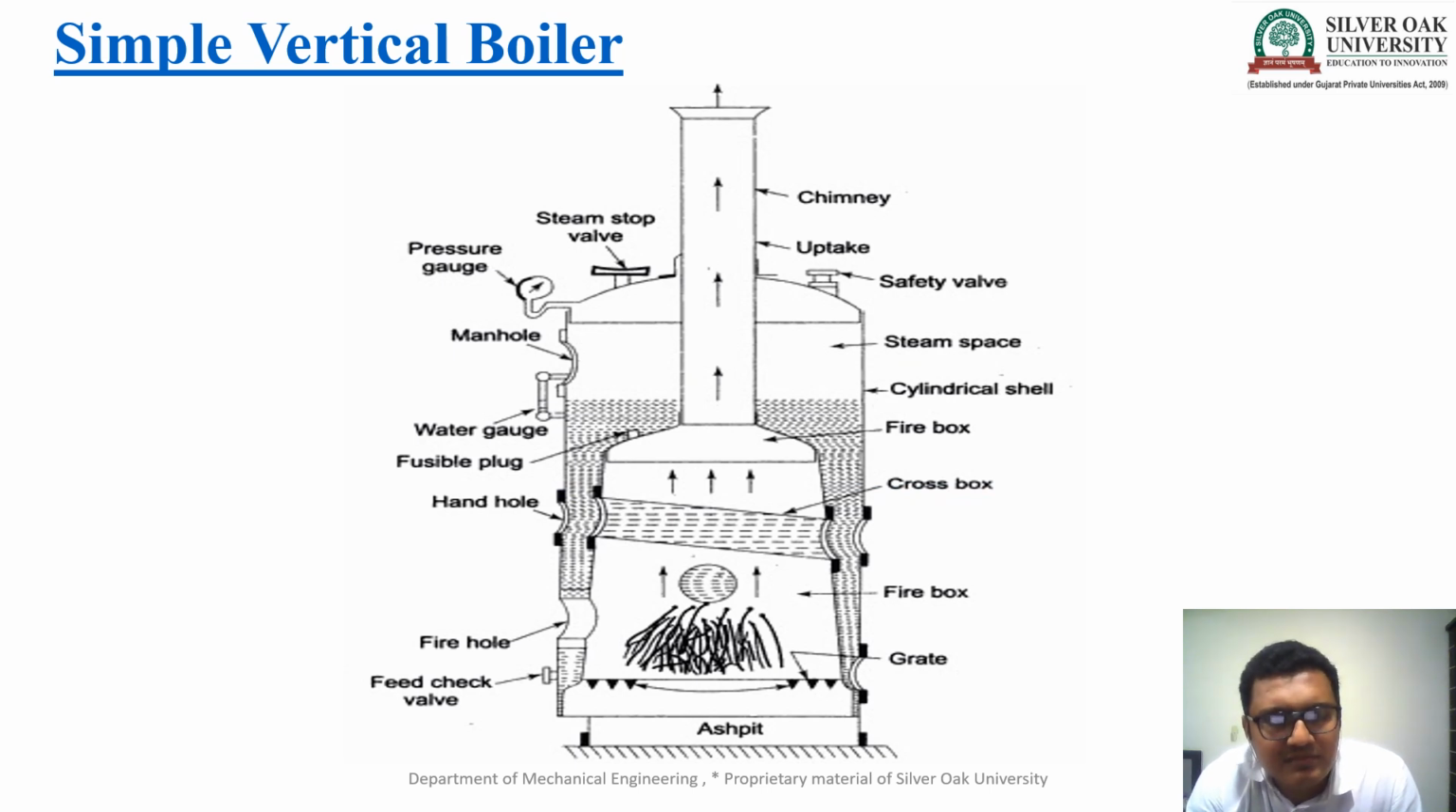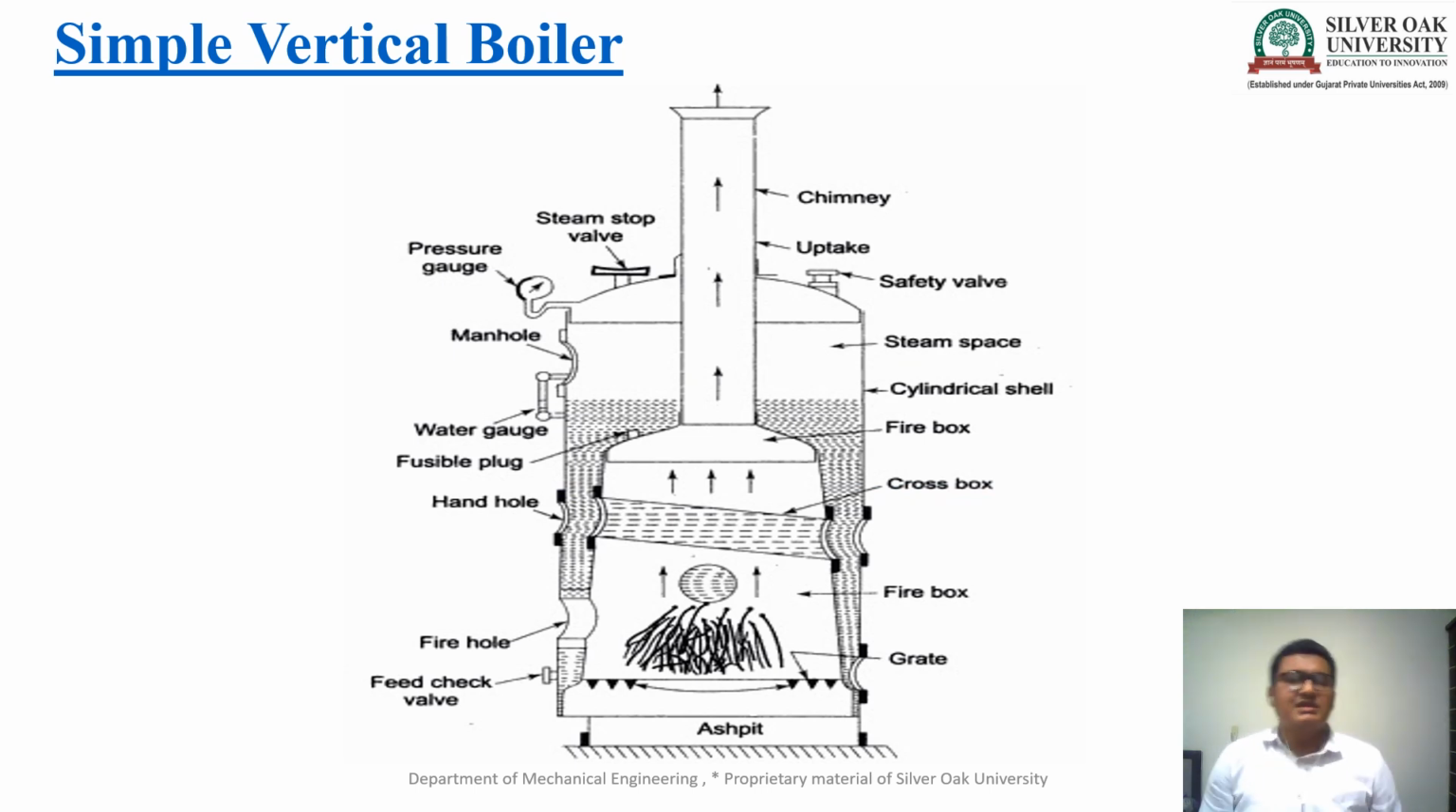Here we discuss the simple parts of the simple vertical boiler and how the vertical boiler operates. Here I will give you one minute to go through the names of the parts. Then I will explain each part and the function of each part. Here you can see the feed check valve, fire hole, hand hole, fusible plug, water gauges. Then the manhole, pressure gauge, steam stop valve, chimney, up stack, down stack, safety valve, steam space, cylindrical shell, firebox, crossbox, firebox, again grate and ash pit.